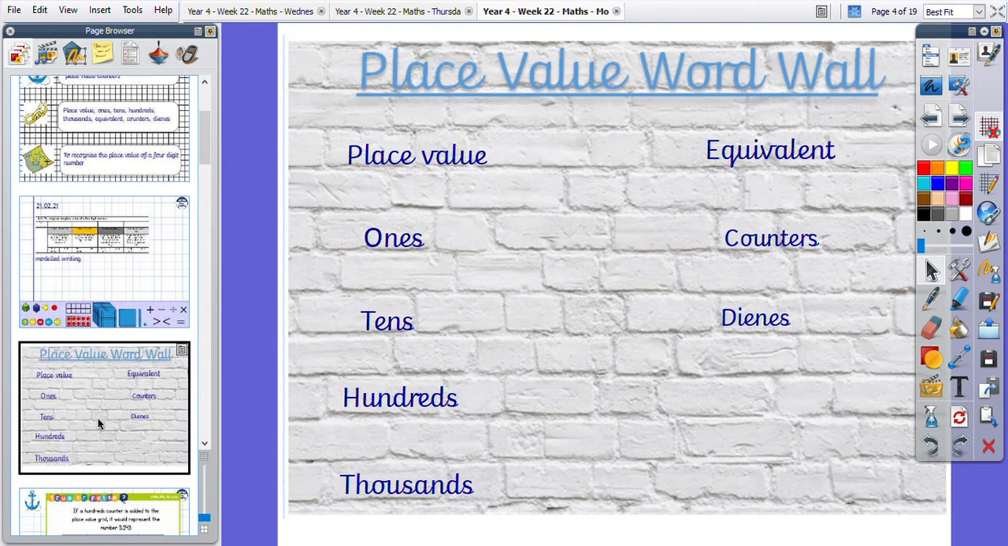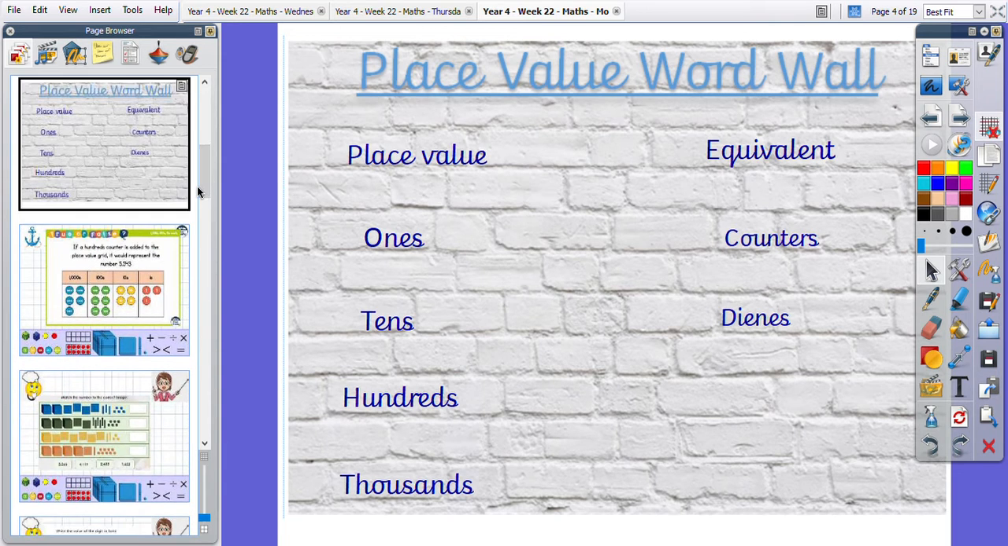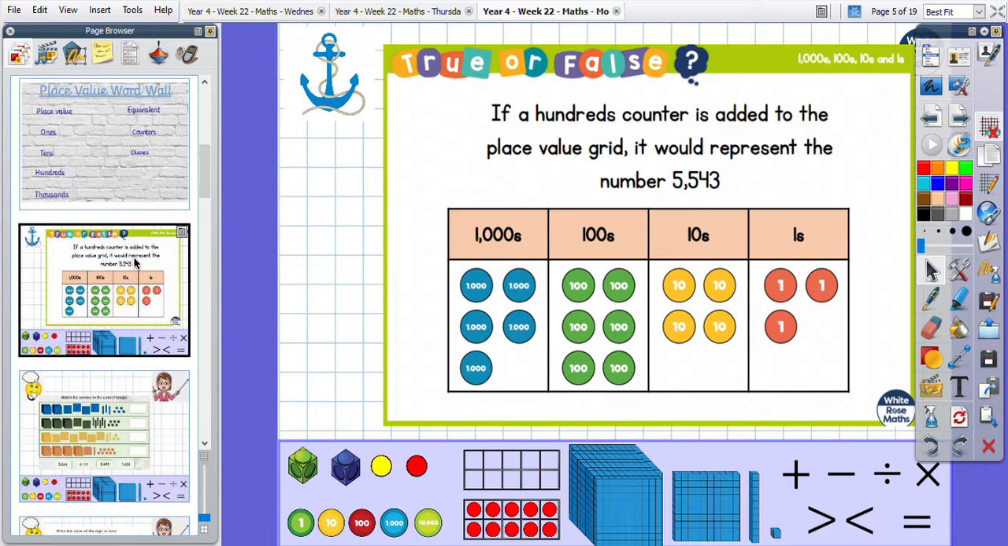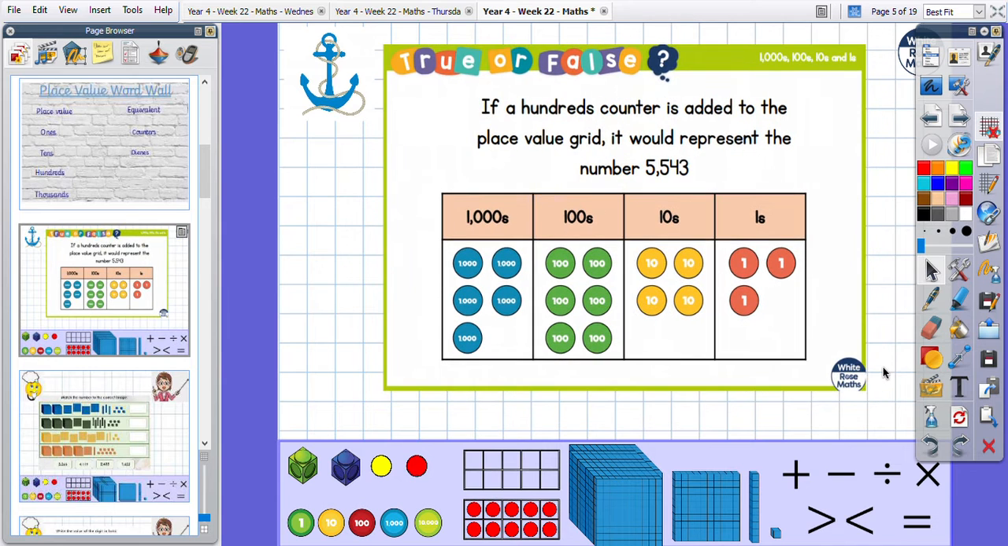In our vocabulary, we've got place value, ones, tens, hundreds, thousands, equivalent, counters, and deans, or you might know the deans as base 10. Our anchor task then, true or false? If a hundreds counter is added to the place value grid, it would represent the number 5,543. So pause the video and have a little think, would this be true? Off you go.